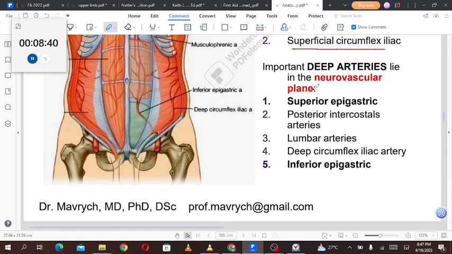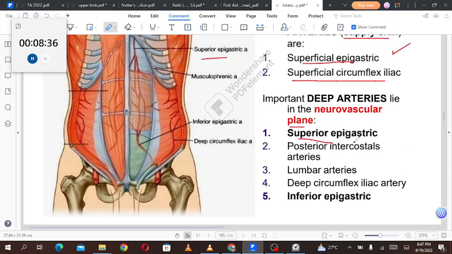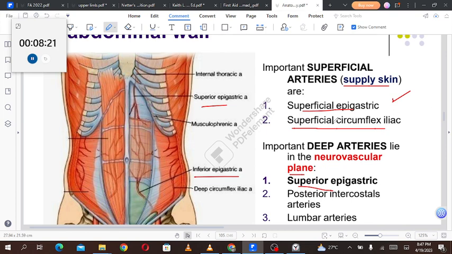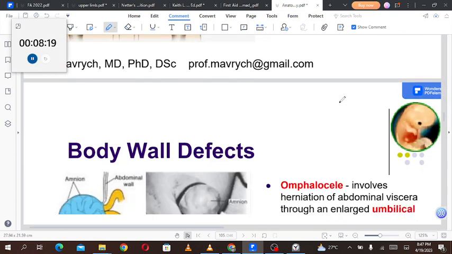The important deep arteries lie in the neurovascular plane. Number 1 is the superior epigastric, over here, then the posterior intercostal arteries, lumbar arteries, deep circumflex iliac arteries, and inferior epigastric arteries. So these are the deep arteries, and the superficial arteries include the superficial epigastric and superficial circumflex iliac arteries.